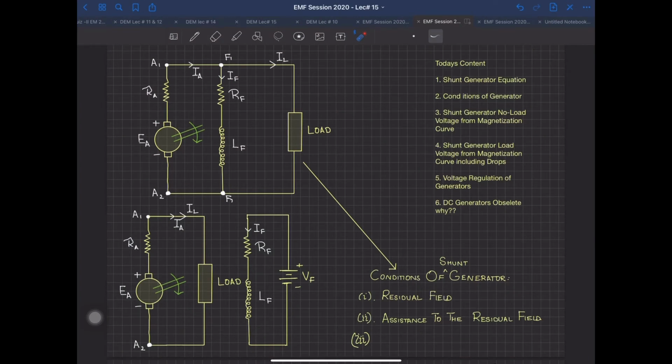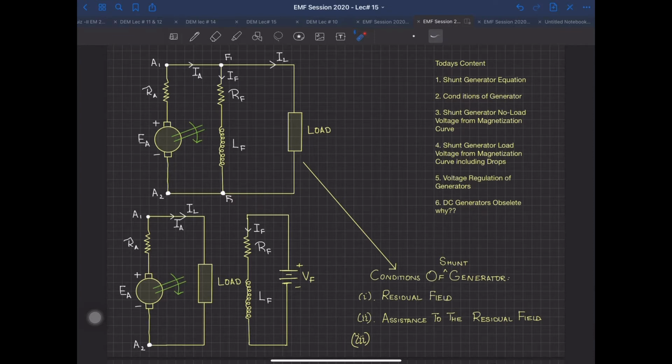Okay, this is lecture number 15 of this series. And as I have told you before, this is linked to the generator. Since generators are not very much in vogue, especially DC generators, I have kept this topic as just a small lecture, just 20-30 minutes, not much from this one.